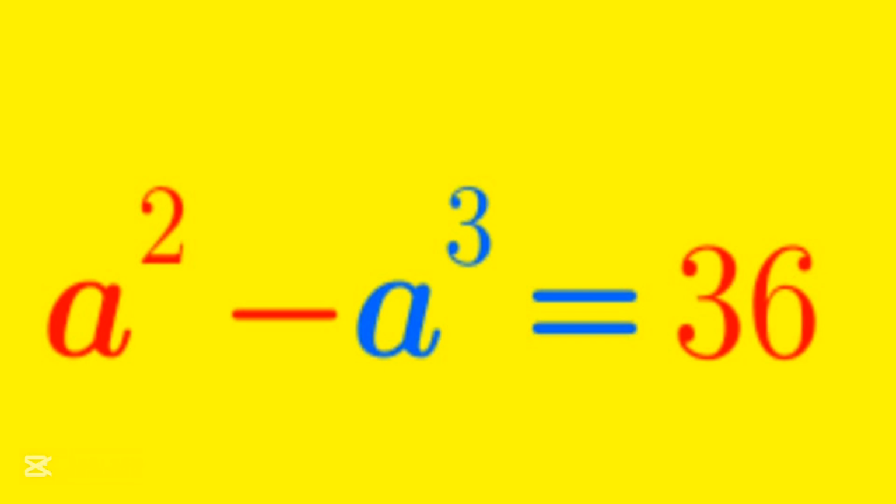And let's look at this nice equation that we are given. We have to find the value of a. It reads a raised to the power 2 minus a raised to the power 3 equals 36. To find the value of a, we say solution.